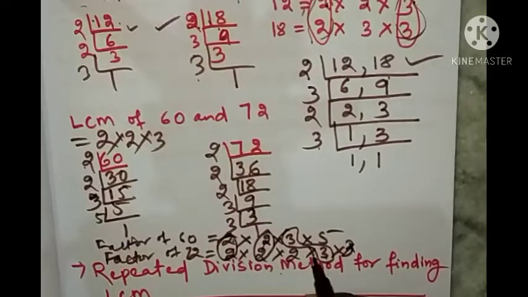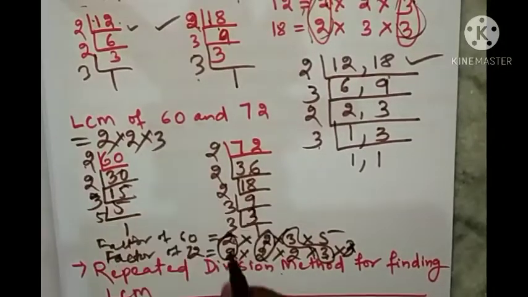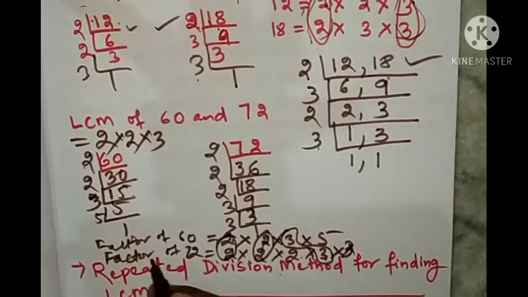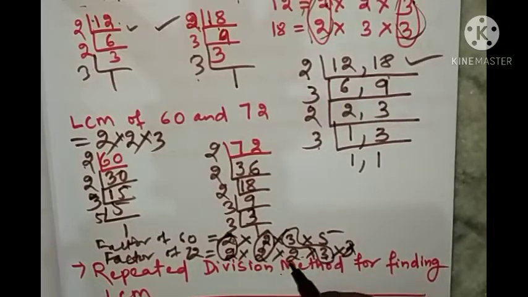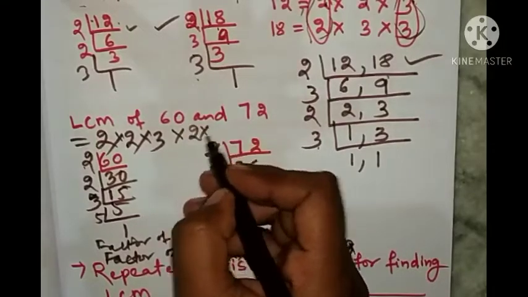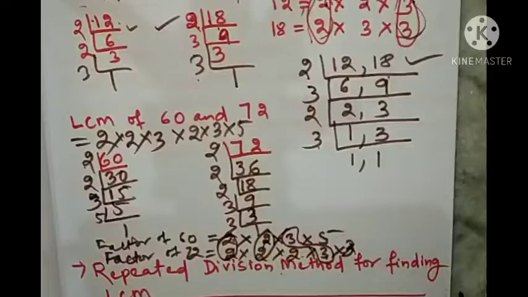These are the common factors, so write them one time. Okay, next you will see the rest of the prime factors of both. So the rest is what? 2, 3 and 5. So you can write 2 into 3 into 5.